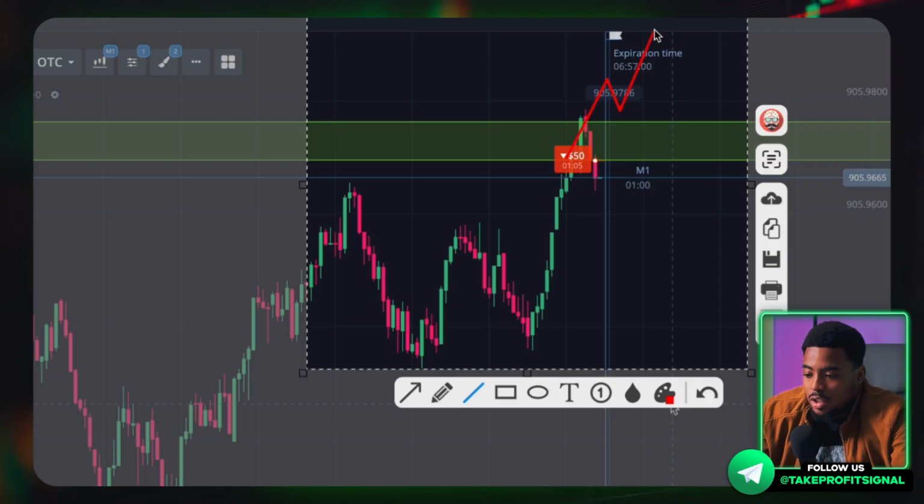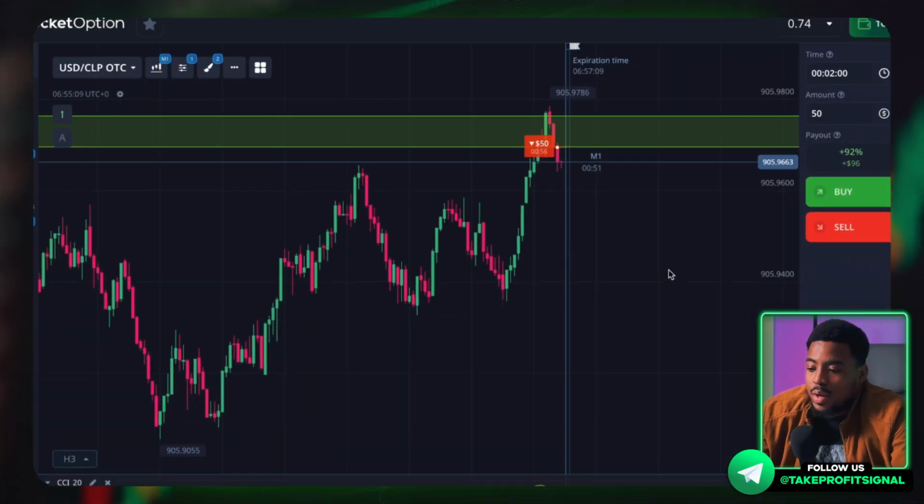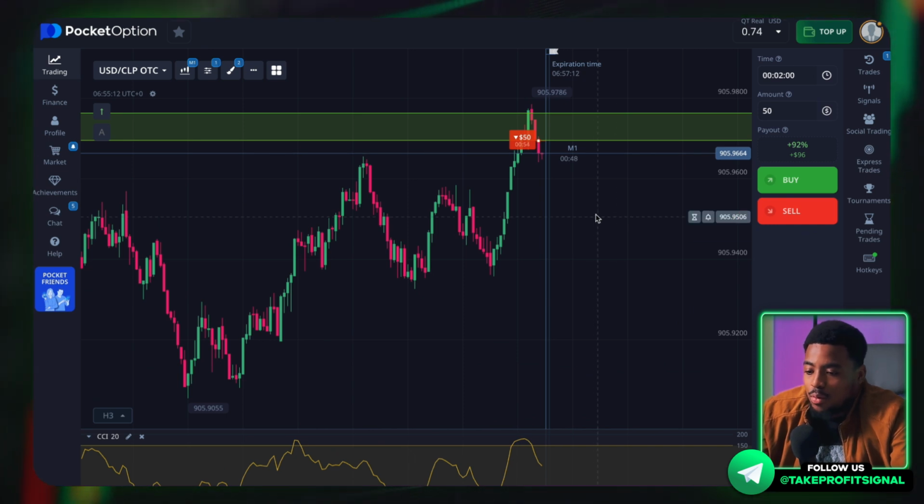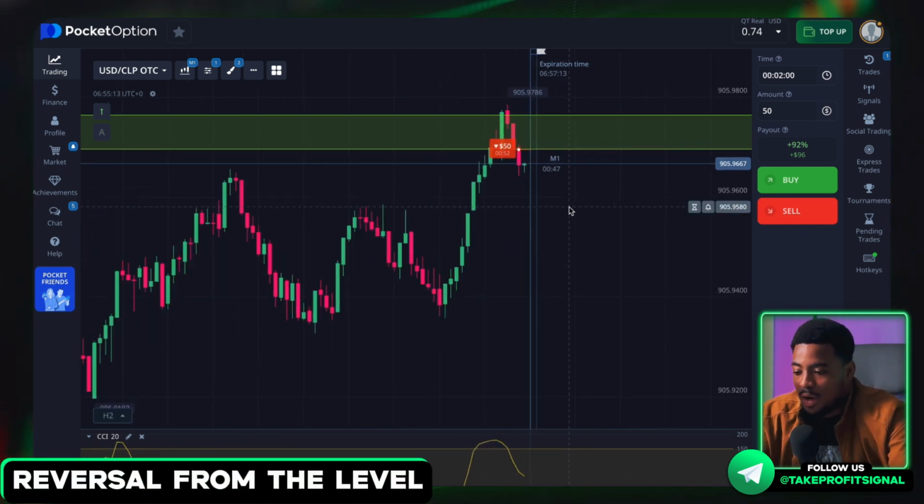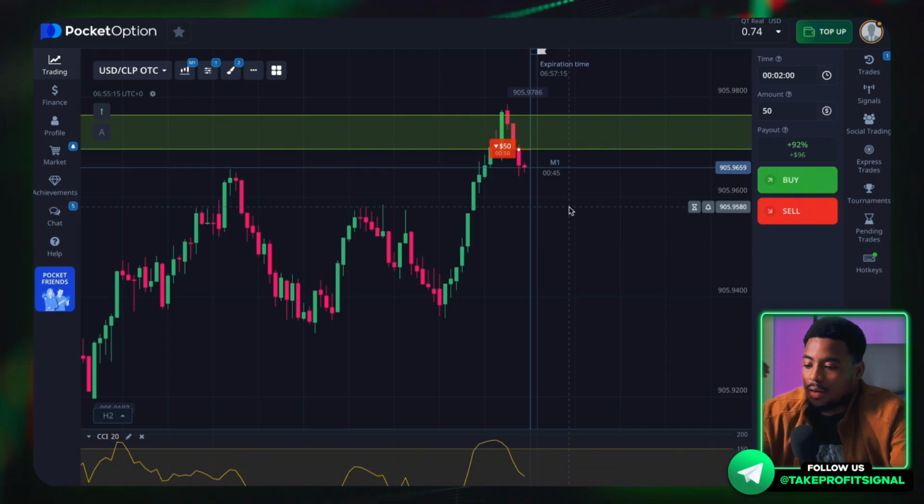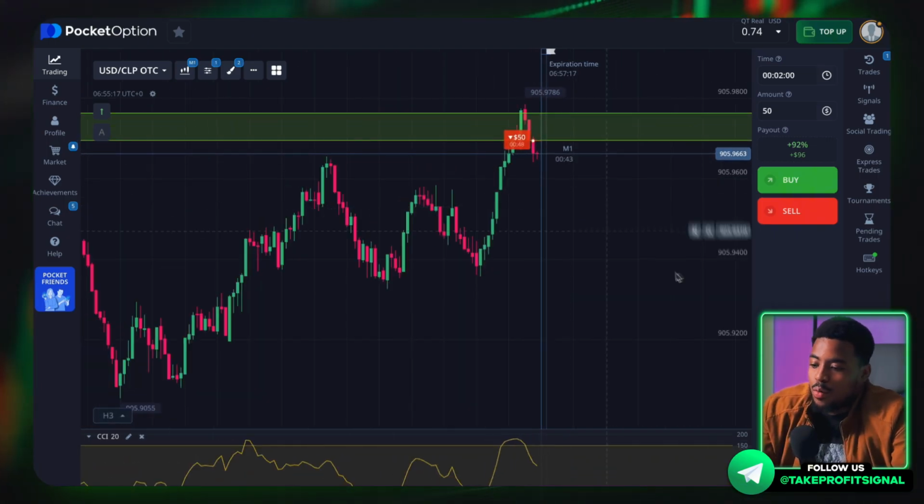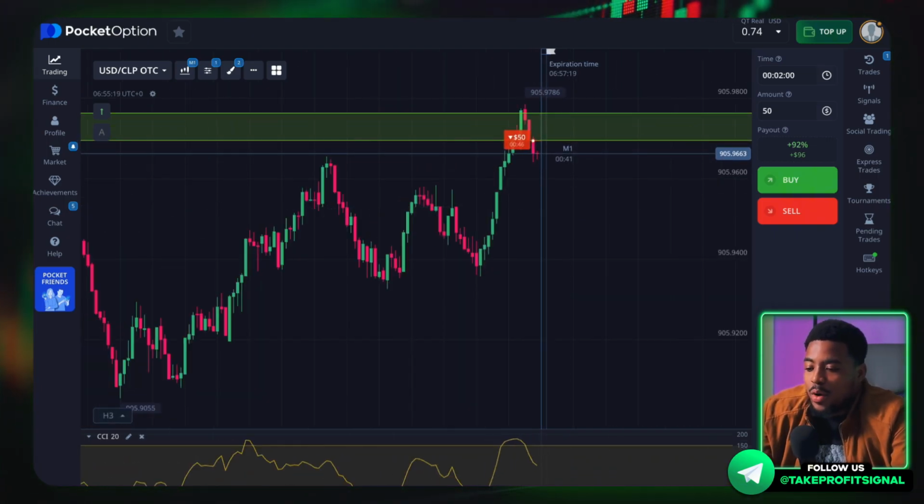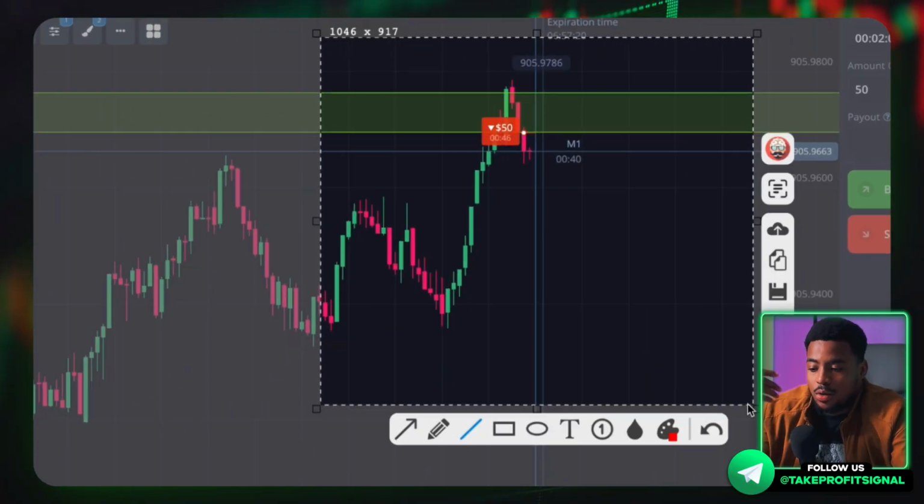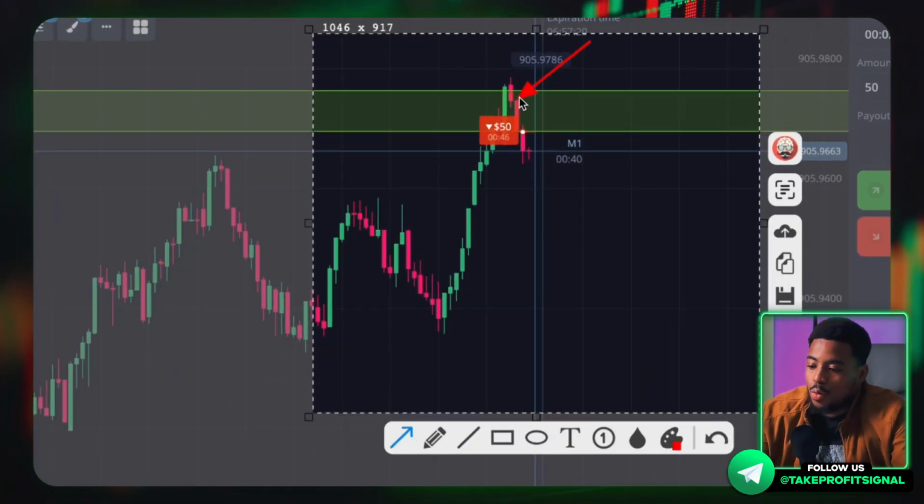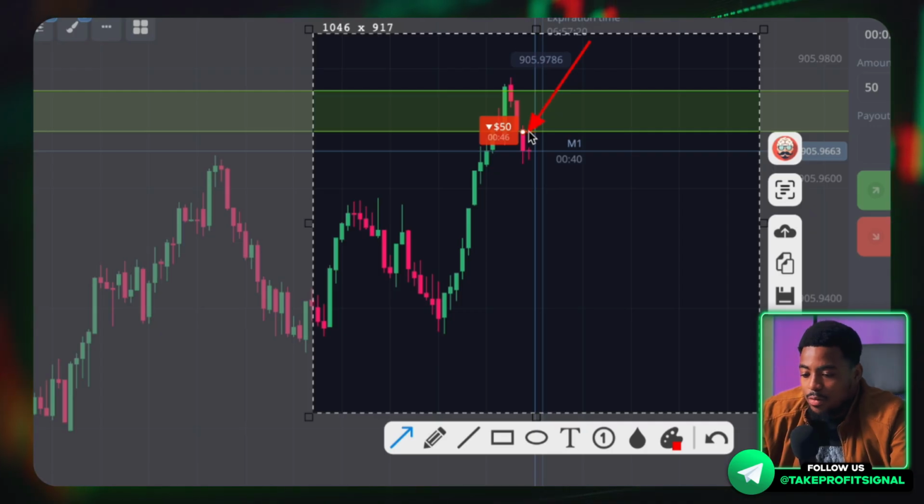To avoid such traps and not to lose money on these trades, we must be sure that now we will have a reversal from the level. To be sure in the reversal from the level, we wait for some reaction and wait until the chart goes under the level again. So we have gone under the level again.